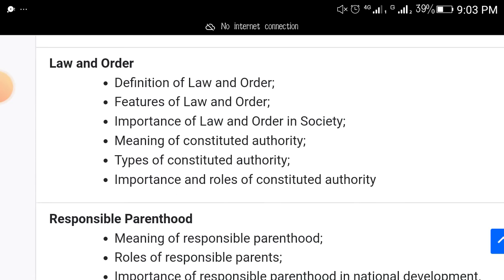Then read up law and order. Law and order. Basically, just go to your civic textbook and read up this topic. Now, you may not be getting these things as I'm saying them.